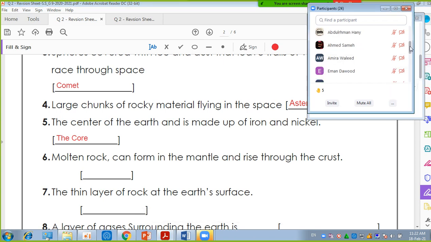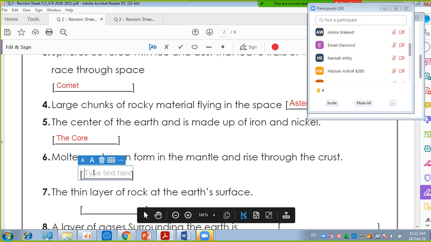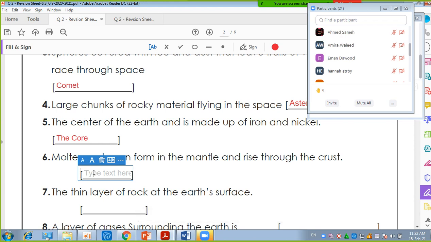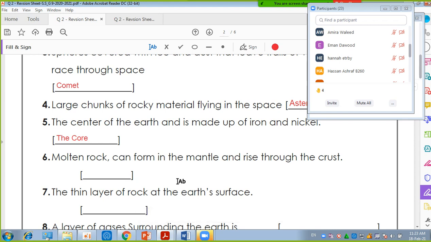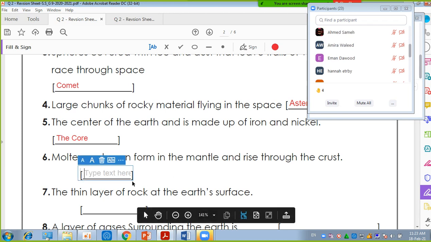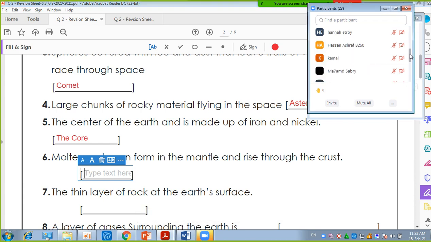Number 6 was for, I said to Amira to answer number 7. No one was here. Hassan, number 6. Molten rock forming the mantle and rise through the crust. Lava? Core? Hassan, good luck inshallah in the social. Thank you. Inshallah. Are you making fun of that?